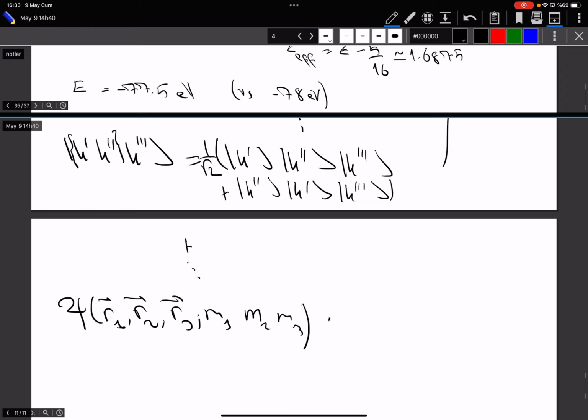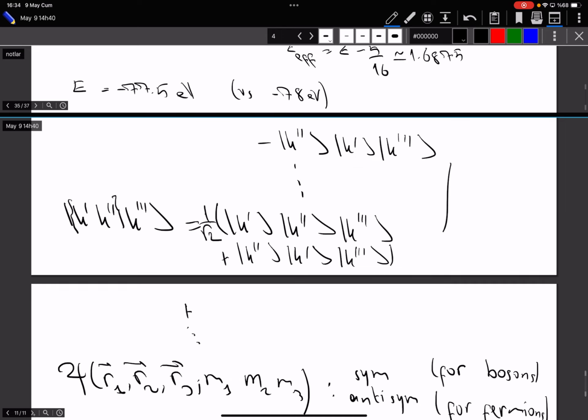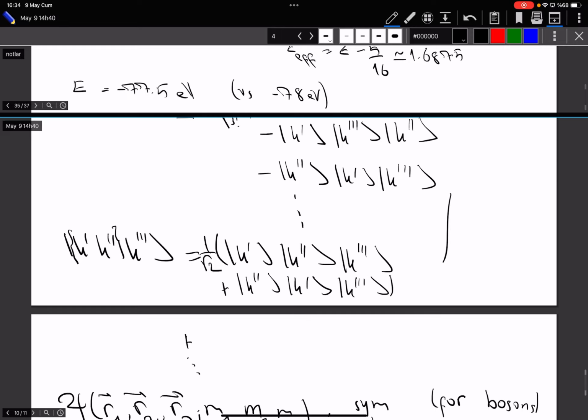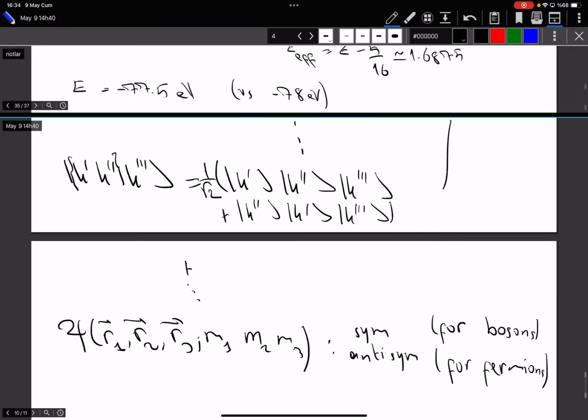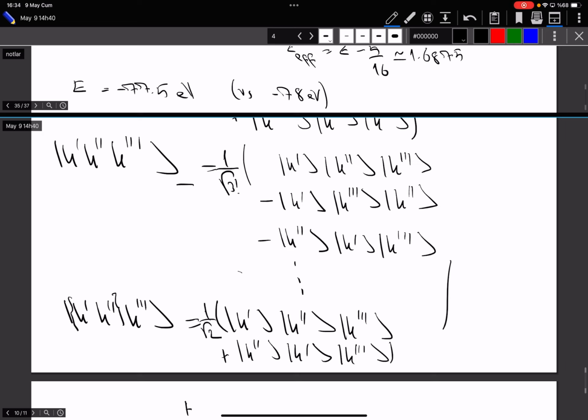remember, this should still be symmetric or anti-symmetric. Symmetric for bosons, anti-symmetric for fermions. Now, for example, in the expansion of this wave function, let's say that they are bosons, or all three are fermions, let's say. In the expansion, I can have this term, this space wave function, completely anti-symmetric, multiplied with a spin wave function that is completely anti-symmetric.